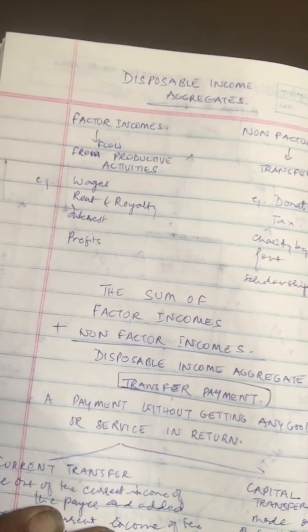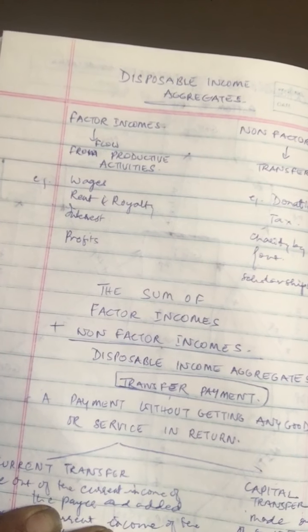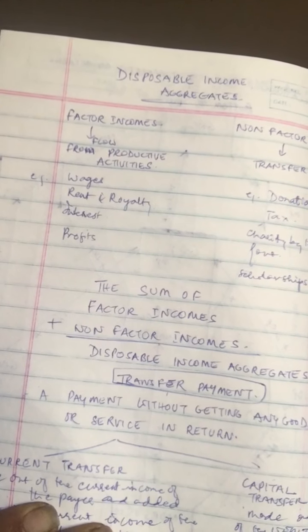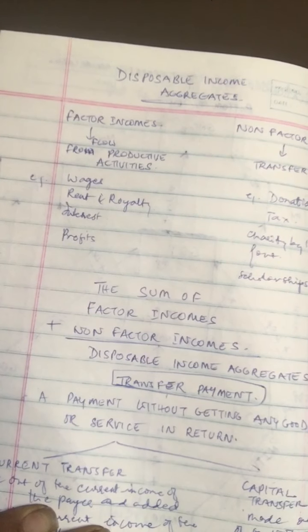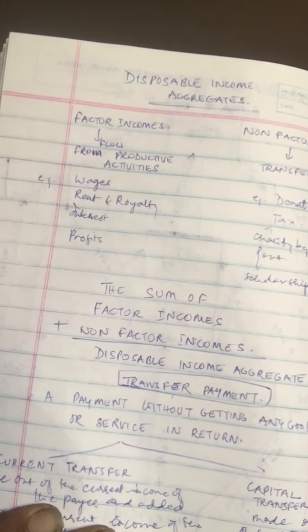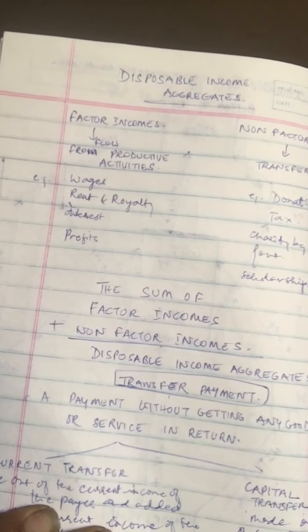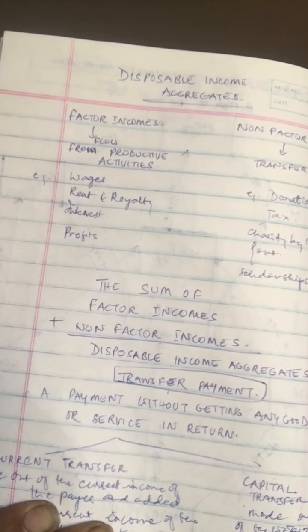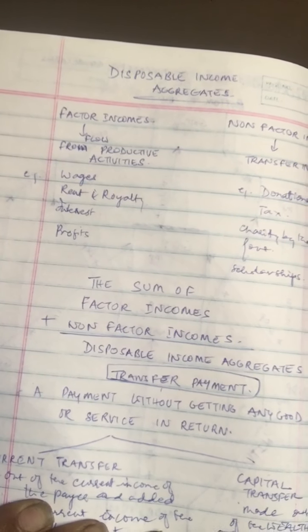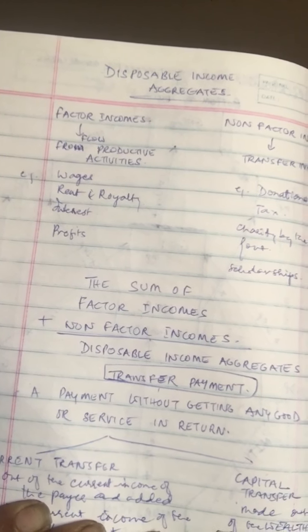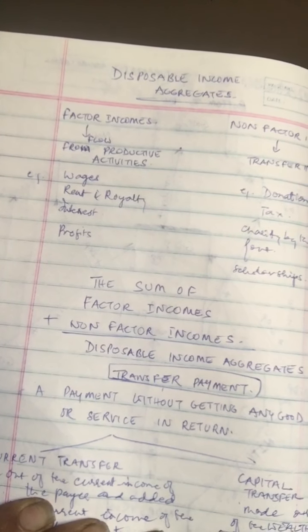So transfer incomes are made up of current transfers and capital transfers. So what are current transfers? A transfer made out of current income of the payer and added to the current income of the recipient. And these transfers are within a country or between two countries. For example, within a country could be tax, scholarships, unemployment allowances, old age pensions, etc. And between countries, they can be, say, donations during natural calamities, etc.